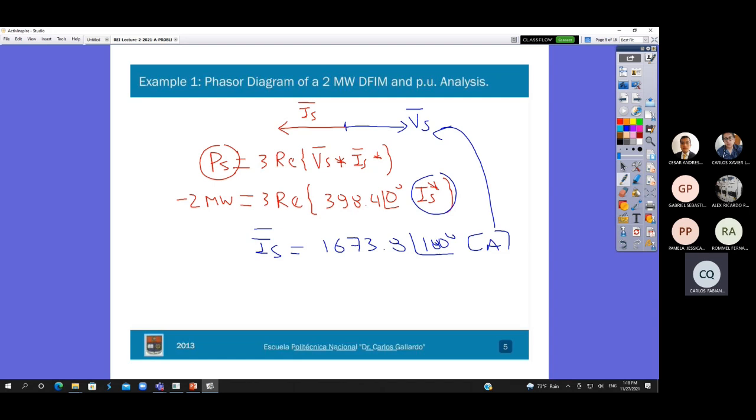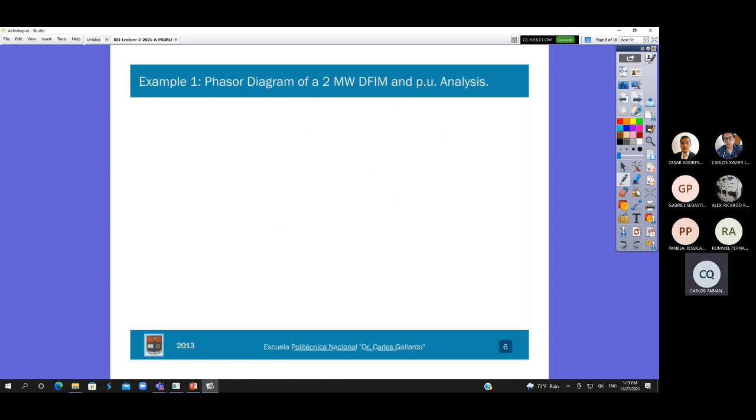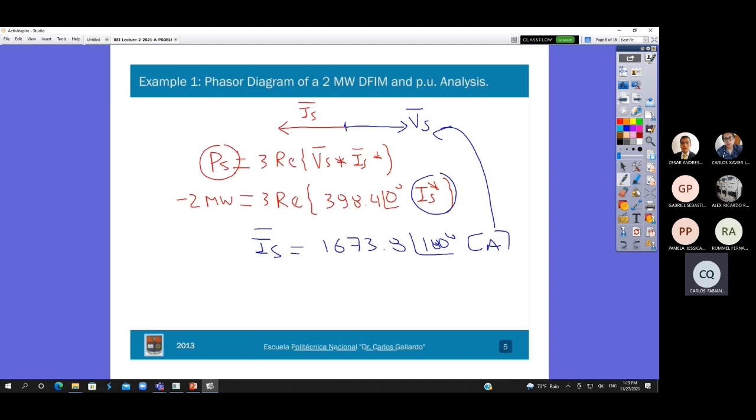Okay, so let's work in per unit values. I will assume the base values: the base voltage, for instance, is equal to the stator voltage, so this is 398.4.